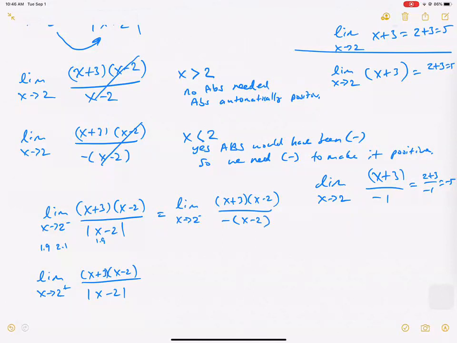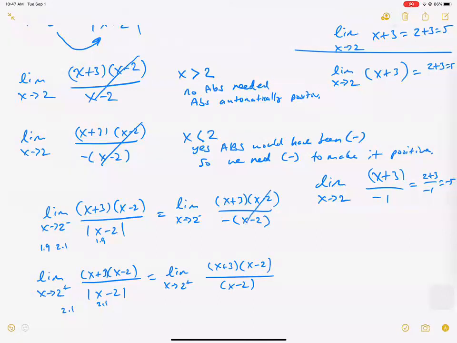Let's look at the next version. Over here, if I plug in 2.1, because this is on the right side of 2, is 2.1 minus 2 positive or negative? 2.1 is bigger than 2, so that'll be positive. That means we won't need an absolute value sign. We don't even need to try to fix anything. It's always going to be positive. No absolute value needed.